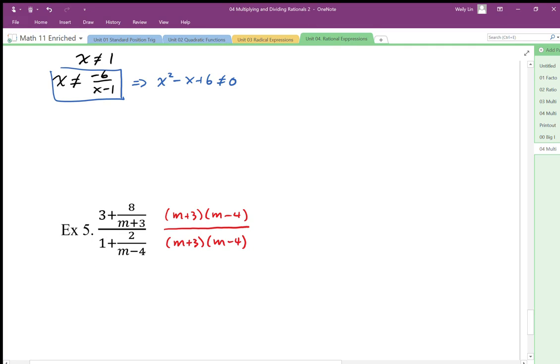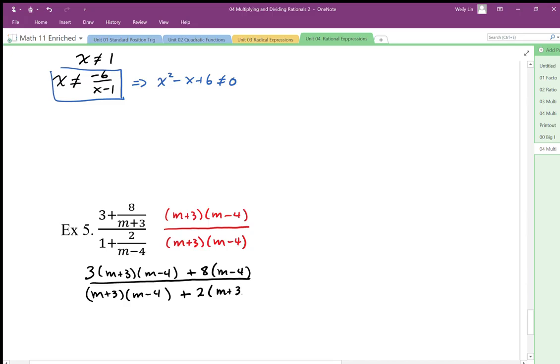So I'm going to do this in a few more steps. I'm just going to distribute the first part, 3 times m plus 3 times m minus 4, plus the m plus 3's cancel. So I'm going to be left with 8, but I still have the m minus 4 factor in the numerator. But I have gotten rid of that extra divide. So here I have m plus 3, m minus 4 times 1, plus the 2, the m minus 4's cancel, but I'm still left with that extra m plus 3 factor that I have to account for.